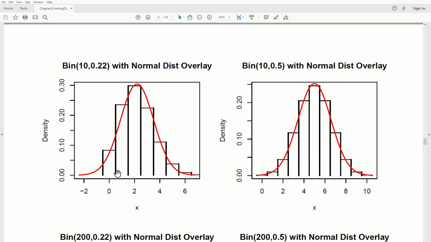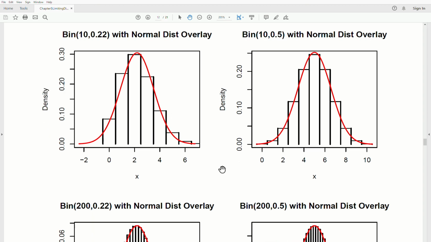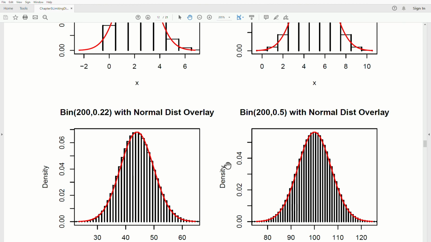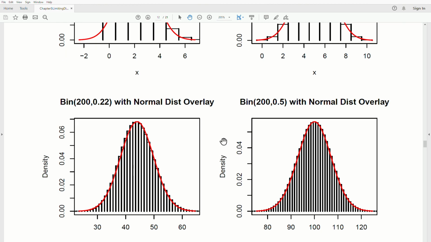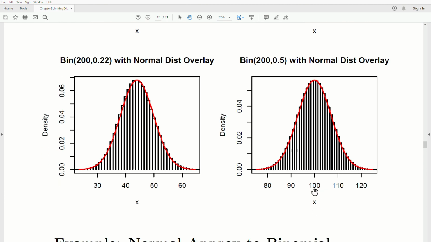With these approximations, using the normal to approximate the binomial, the accuracy increases as n increases. So here's n equal 200, p equal 0.2, and notice that all the little areas are much closer. In the same way with n equal 200 and p equal 0.5. So if we are using the normal distribution to approximate the binomial, it becomes really, really accurate.